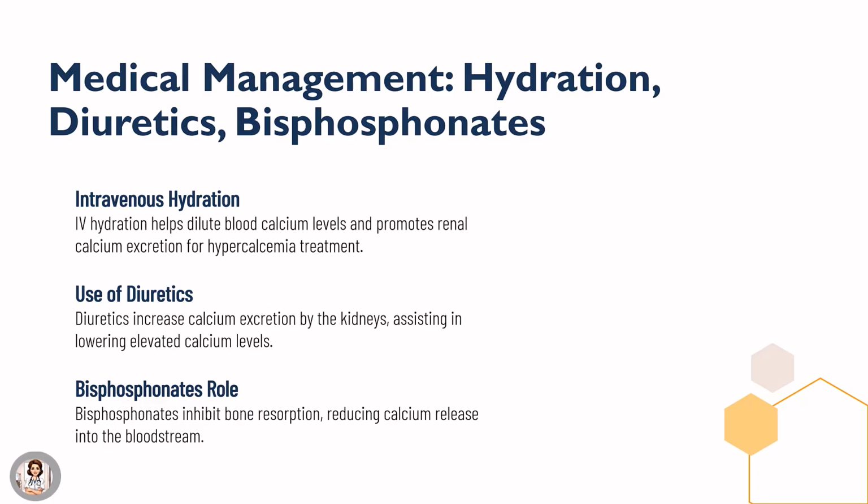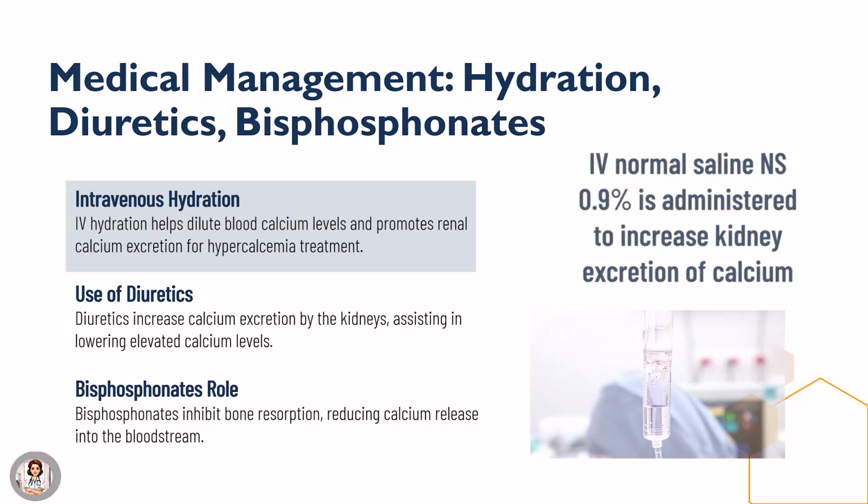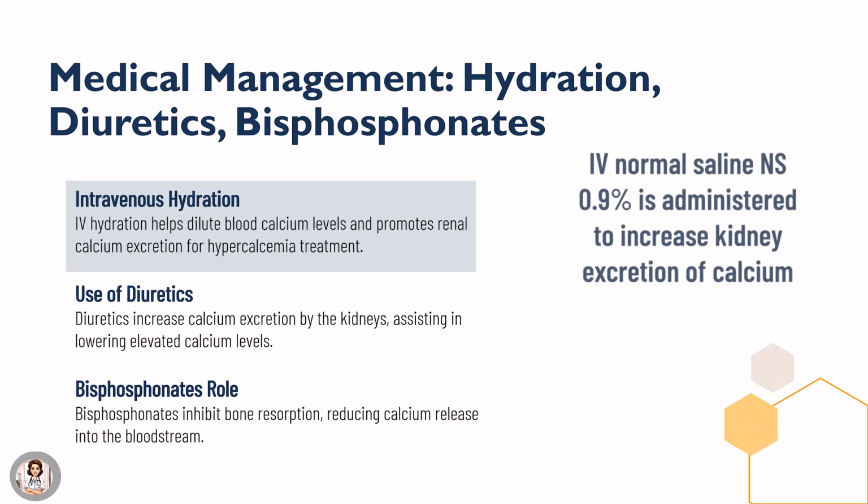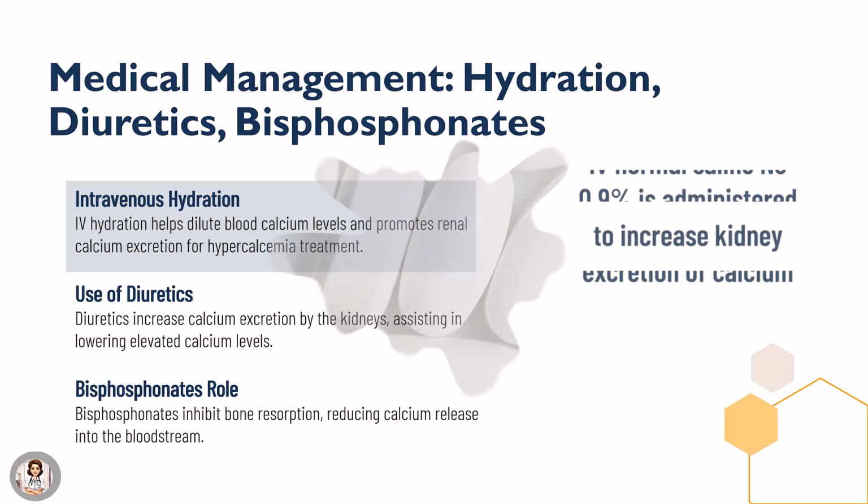Treatment modalities and nursing interventions for hypercalcemia focus on reducing serum calcium levels through various interventions. These include IV hydration, diuretics to increase calcium excretion, and bisphosphonates to inhibit bone resorption. IV hydration helps dilute blood calcium levels and promote renal calcium excretion. IV normal saline 0.9% sodium chloride is usually given because sodium increases kidney excretion of calcium. IV solutions containing calcium, for example, Ringer's lactate or LR, are stopped.